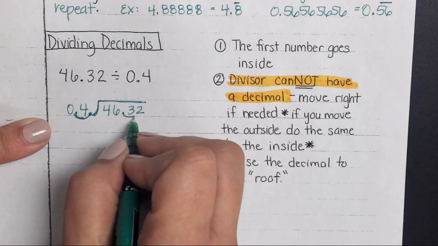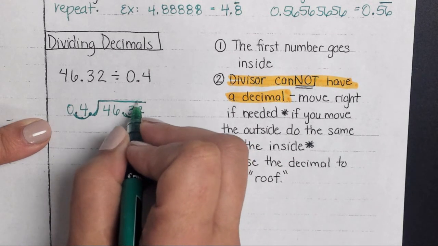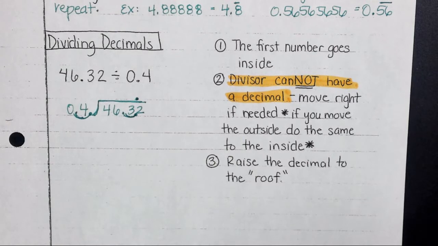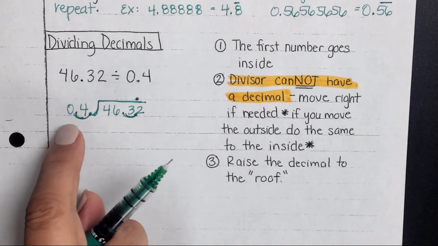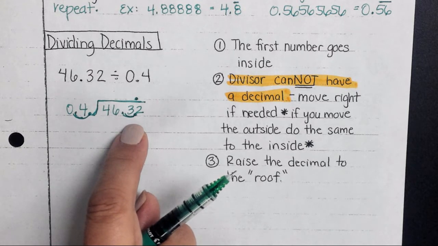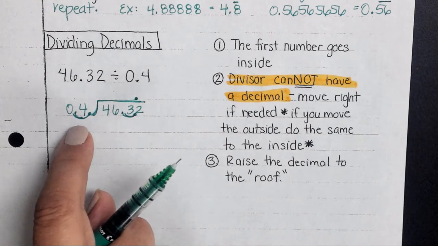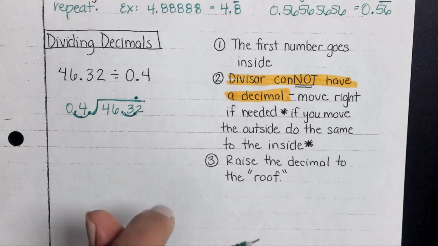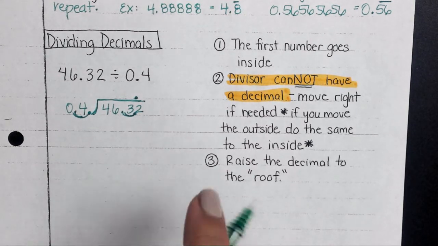1 time. Once you've moved it, bring it straight up. And that's raising the decimal to the roof. Okay? Raise the roof, guys. So move it 1 time out here. If I moved it 3 times in my divisor, how many times would I move it in my dividend? 3. Whatever you do out here, you do the same thing inside. At this point, we treat it like normal division, okay?